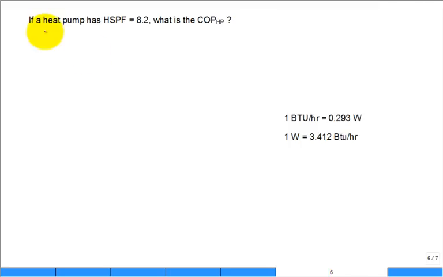You say that the heat pump has an HSPF of 8.2. What is its coefficient of performance? And these are the conversion factors that you'll need. So I'm going to pause. I want you to calculate it. Last time we did this here, didn't we? So let me pick it up here.